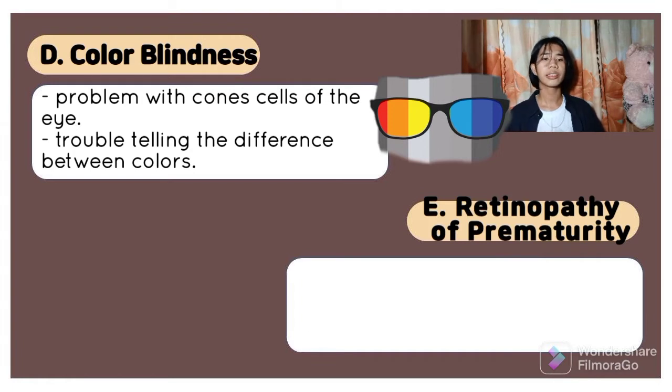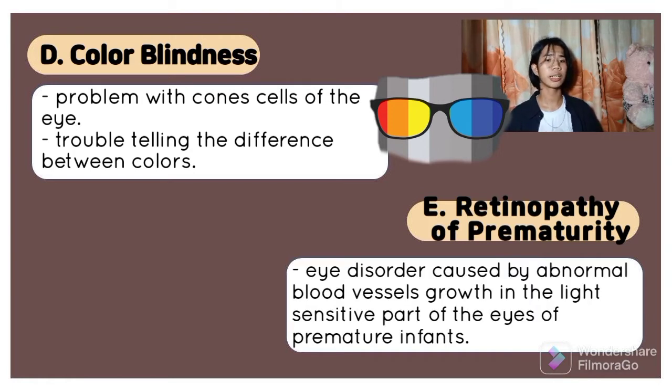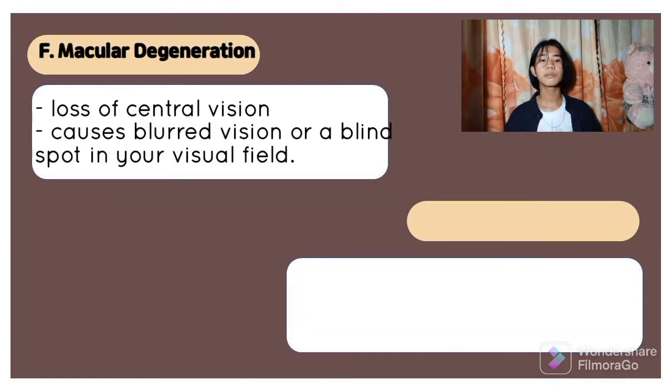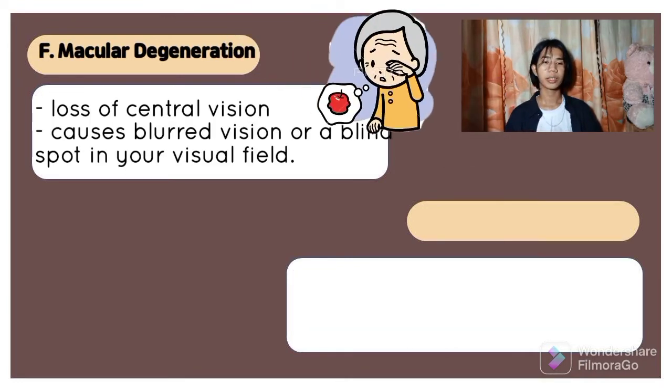Okay, next is retinopathy of prematurity. This is an eye condition caused by abnormal blood vessel growth in the light-sensitive part of the eyes of premature infants. Scarring and detachment of the retina can result from this condition. The next is macular degeneration.